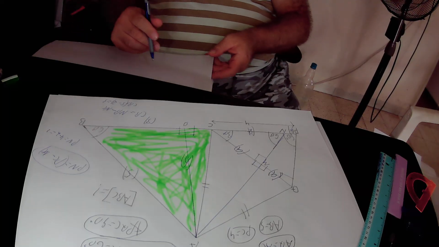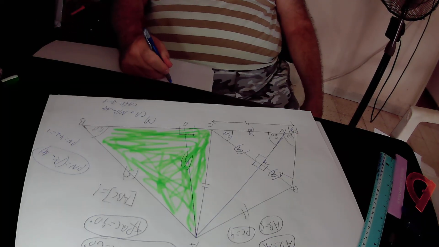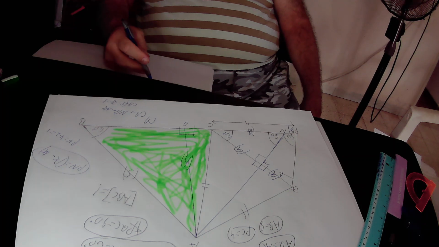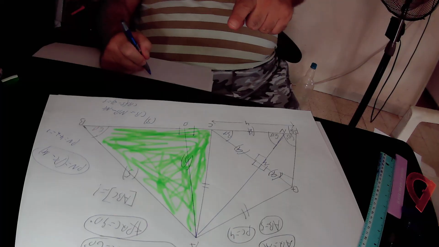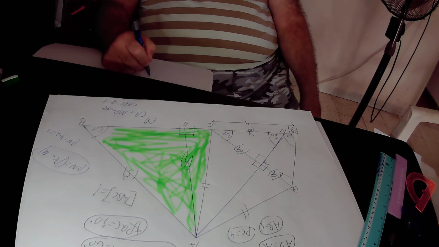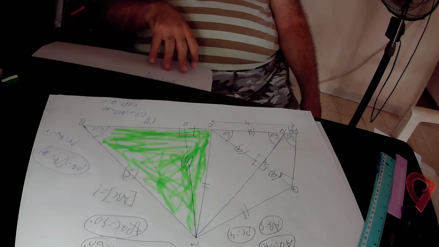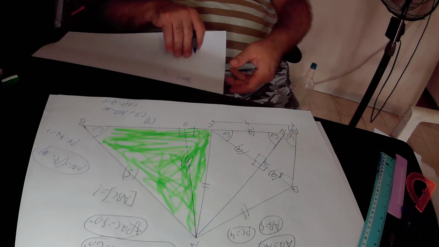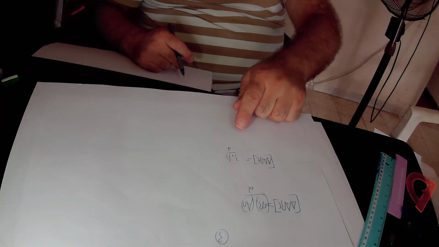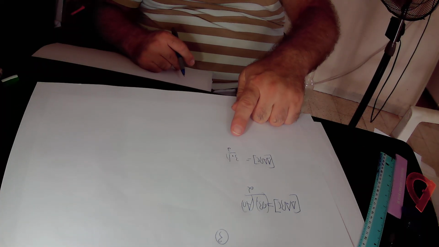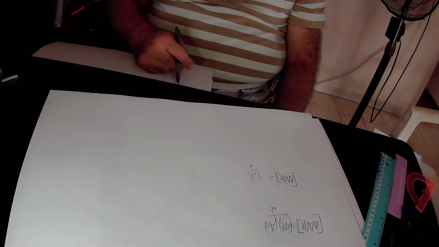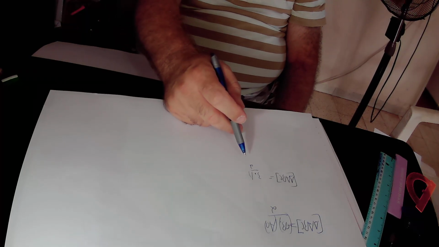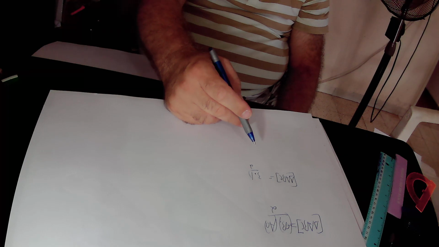So the area of the green triangle ABC is equal to the base CB. CB is 3, times the height AO, H, over 2. And again, the area of this green triangle ABC is equal to the base CB, that is 3, times the height AO, that is H, over 2. But we already found that H equals 5 times square root of 3 over 2. So we substitute H by 5 times square root of 3 over 2.